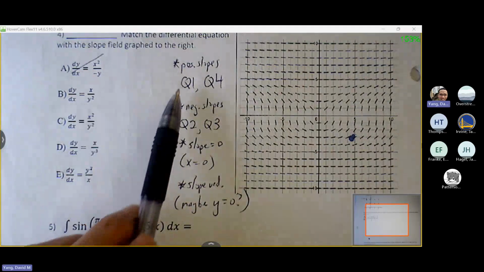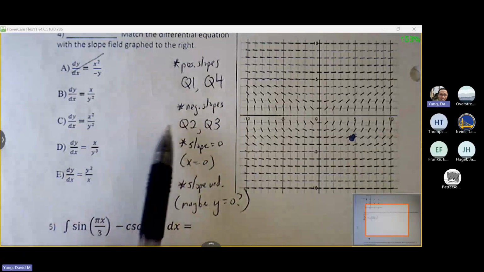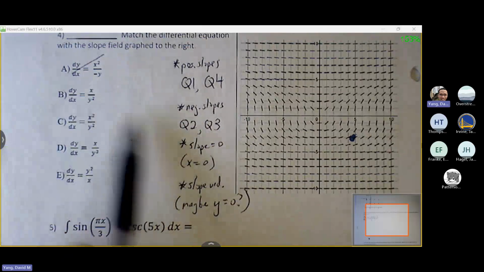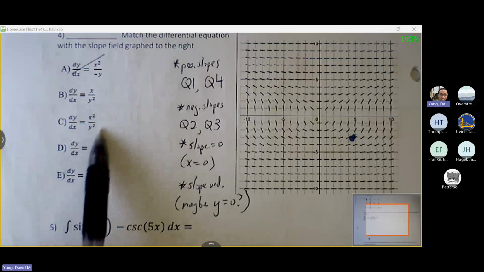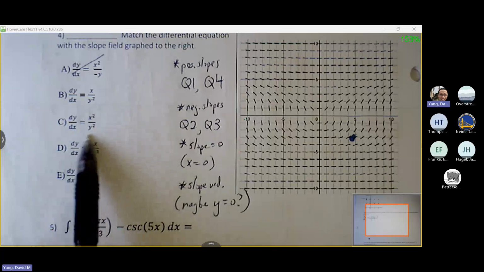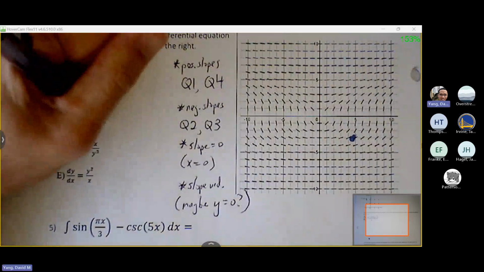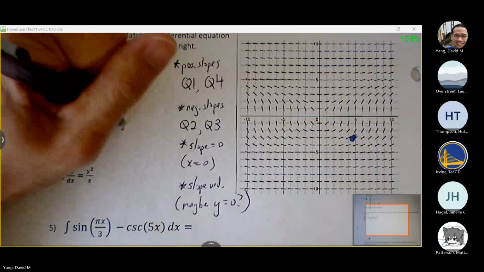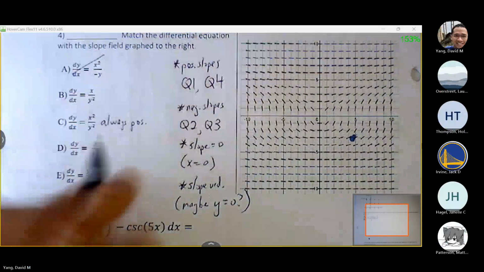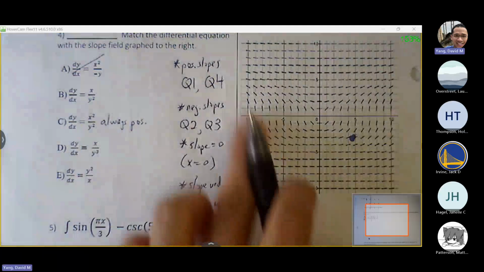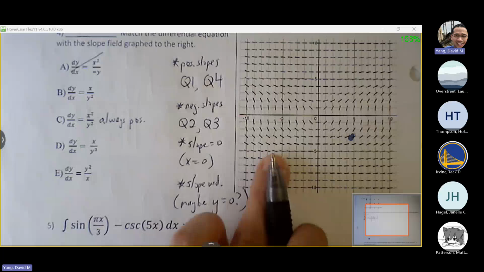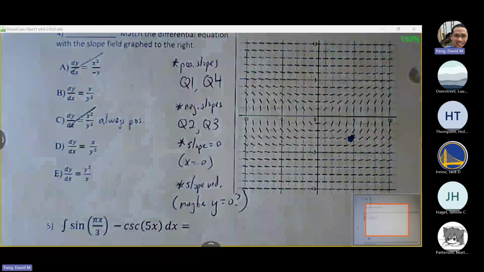The second one looks like quadrant 1, quadrant 4, quadrant 2, and 3. Looks like these could still stand. So we'll come back to B. What about C here? X squared over y squared will always give me what? Always positive. But if this is always positive, it's not matching up with what I see here, right? I see some negatives here that's conflicting with that, so I can remove that.